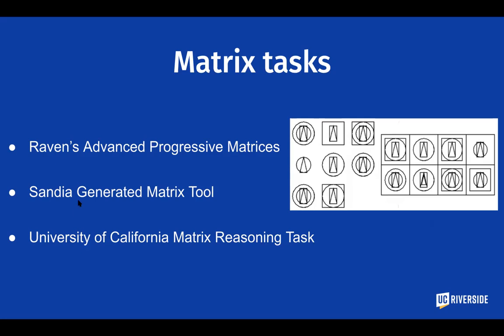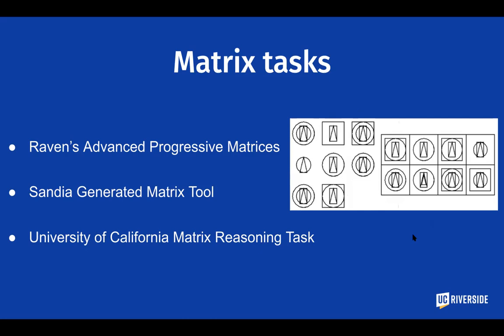The Sandia generated matrix tool tried to answer that last limitation, and it was essentially a tool that could produce a huge number of variants of matrix problems in the APM style randomly. So it would just be automated. The issue that this had was that if you look on the right here, this is an example of one of the matrix questions that was generated by that Sandia tool. And it just has a lot of overlapping features. It's kind of hard to discern where shapes start and stop and all that. So that was the limitation of the Sandia tool.